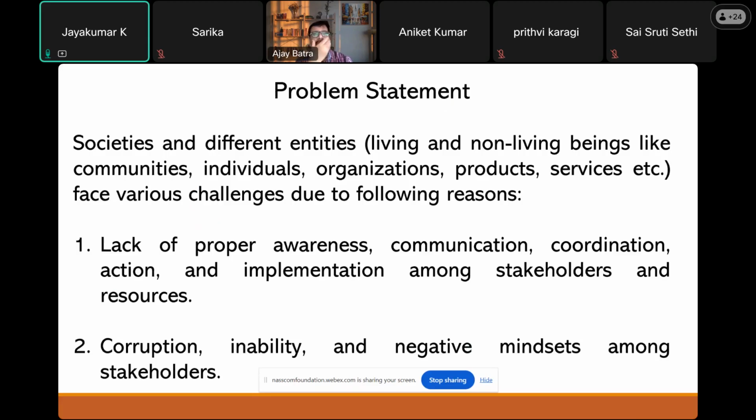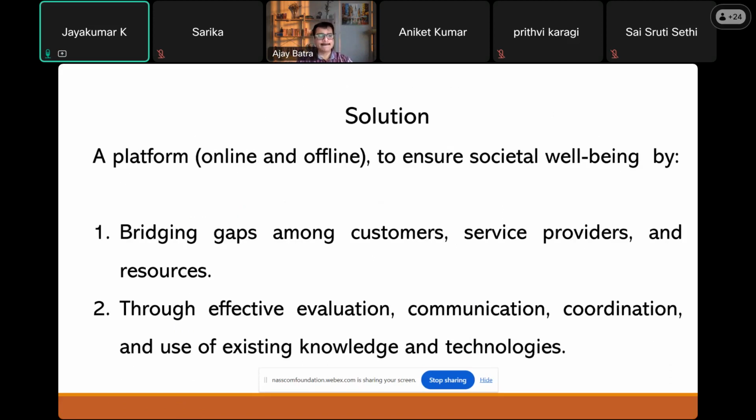The problem statement is this one, because the problem arises due to lack of proper awareness, communication, coordination, action, and implementation among different stakeholders and resources. The reason is corruption, inability, and negative mindsets among stakeholders. So this is applicable to all sectors, higher education, industry, all that. I particularly concentrate on the higher education sector.